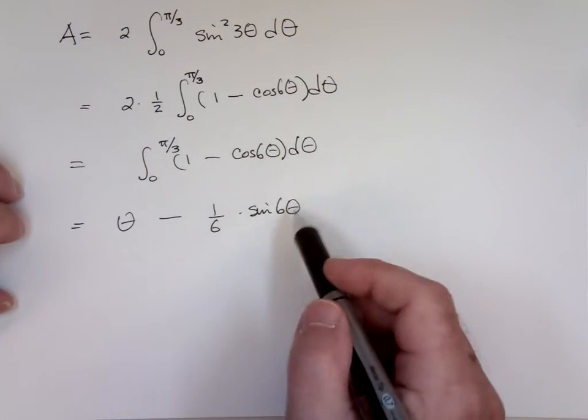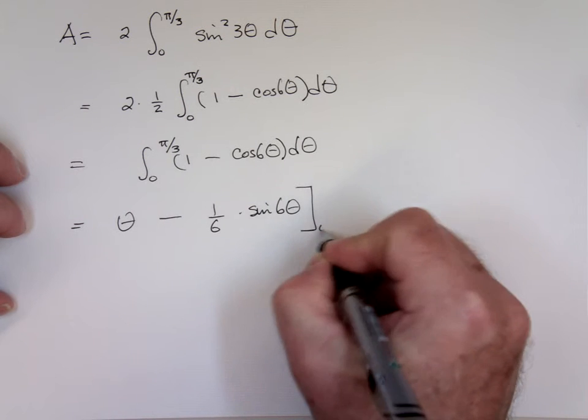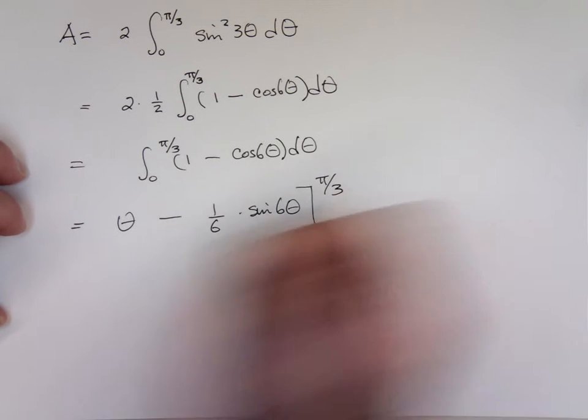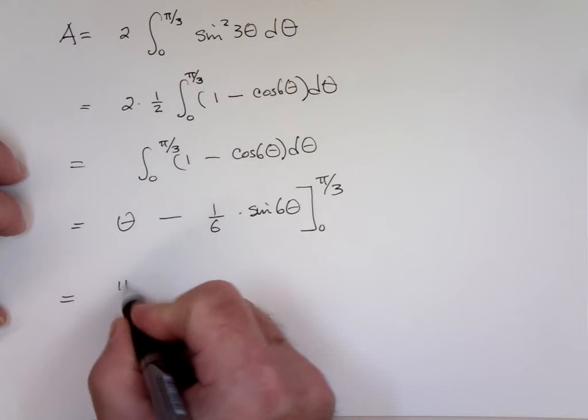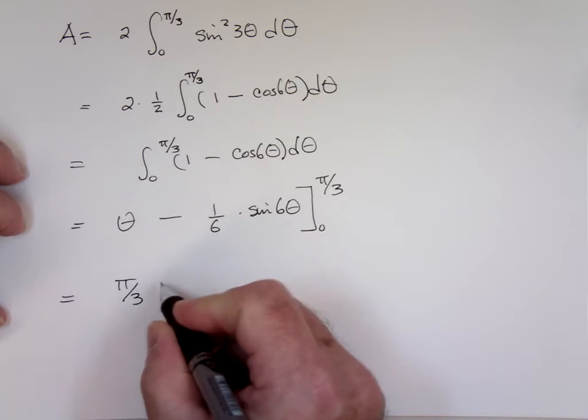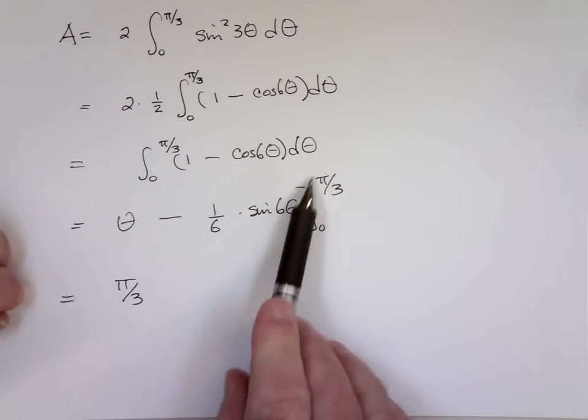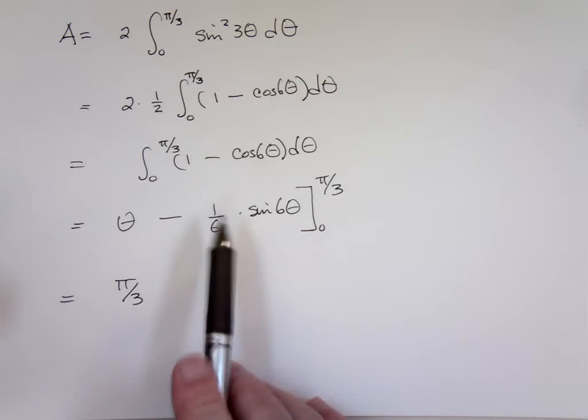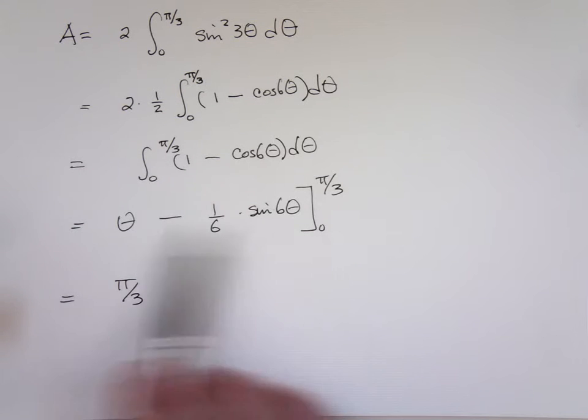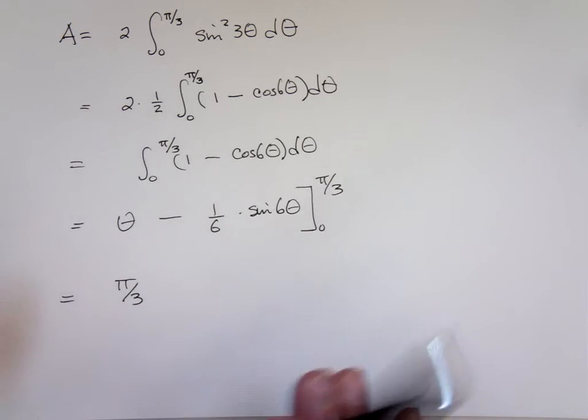So you get 1/6 sine 6 theta, and this is from 0 to pi over 3. So we'll get pi over 3. Well, let's see what happens here. 6 times pi over 3 gives you 2 pi. Sine of 2 pi is 0. Substituting 0, you get 0 and 0. Pi over 3 should be the answer.